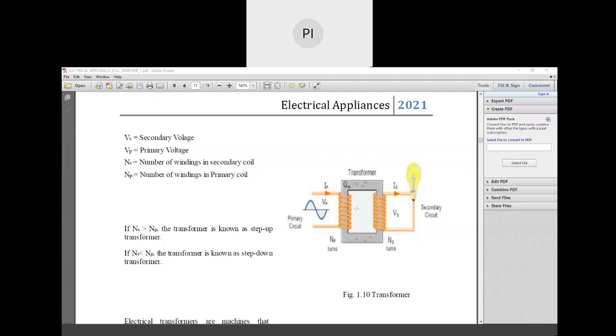So, in this way, the basic principle involved here is that power remains the same. Input power is equal to output power. That means in a step down transformer, the voltage may decrease, and in that case, current increases. Input power is equal to output power. Power remains, power conservation. Based on this principle, the transformer is working.